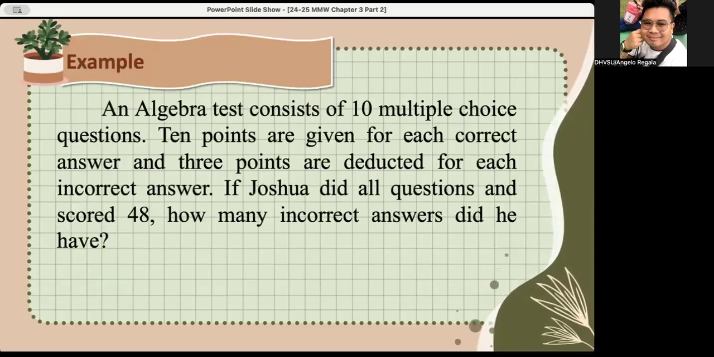An algebra test consists of 10 multiple choice questions. 10 points are given for each correct answer and 3 points are deducted for each incorrect answer. If Joshua answered all questions and scored 48, how many incorrect answers did he have?